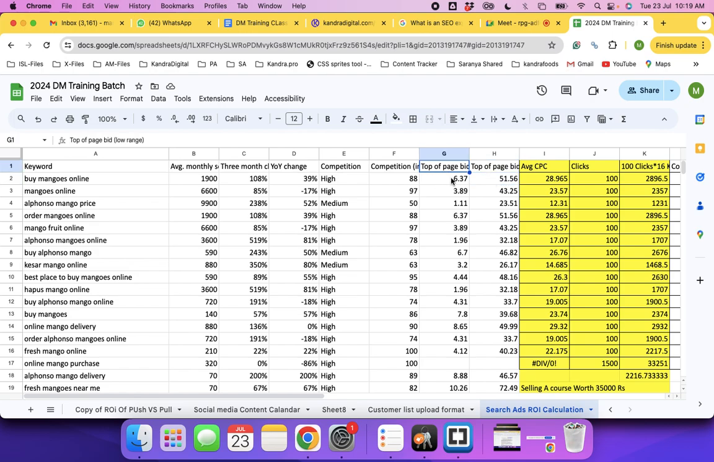This is CPC basically. So the platform is helping you to understand the CPC. But for sure, you won't be getting a click at 6 rupees or 7 rupees. It will be much higher. And here we have considered a scenario of the average of these two. Average of these two is going to be around 29 rupees.